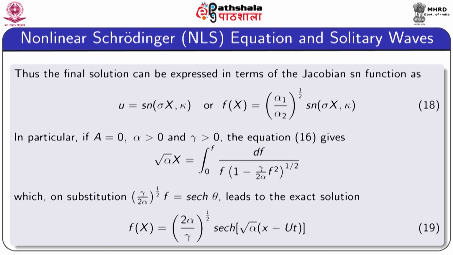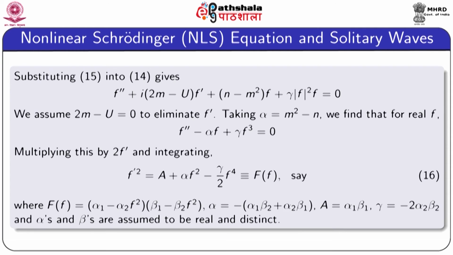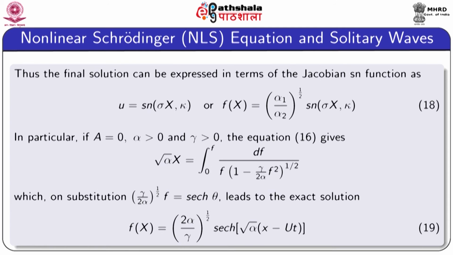In particular, if the value of the integrating constant a equals 0. So, if we come back to the general solution which is written in equation number 16. In particular, if the integrating constant a is 0, then for alpha greater than 0 and gamma greater than 0, 16 gives square root of alpha x equals integration from 0 to f of df by f into 1 minus gamma by 2 alpha f square to the power half.